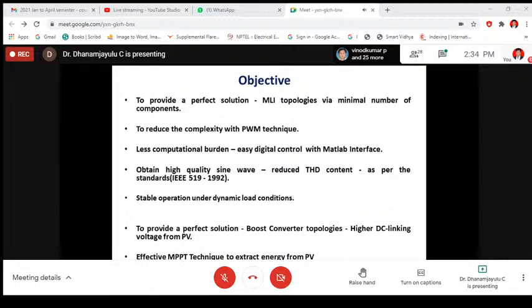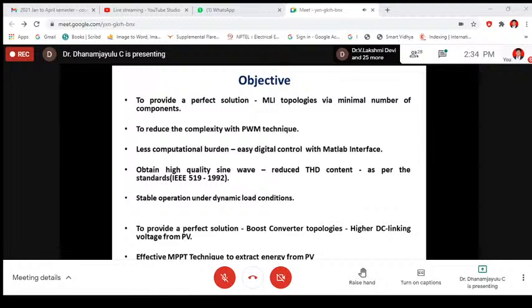And to provide a perfect solution for the boost converter topology, as I said, we need to enhance the DC link voltage to the maximum from the solar PV, and use an effective MPPT technique to extract energy from the PV panel. By using the MPPT technique, we need to get high efficiency. These are the objectives. Still, you can concentrate.